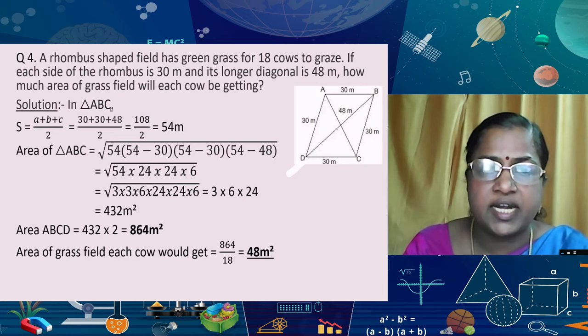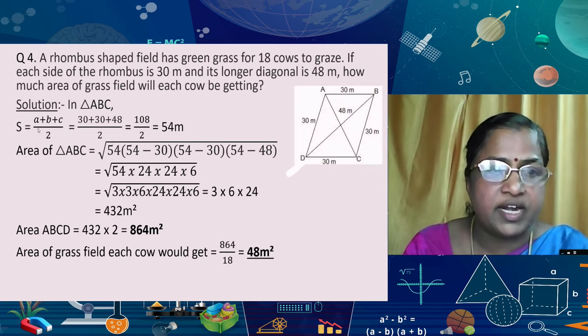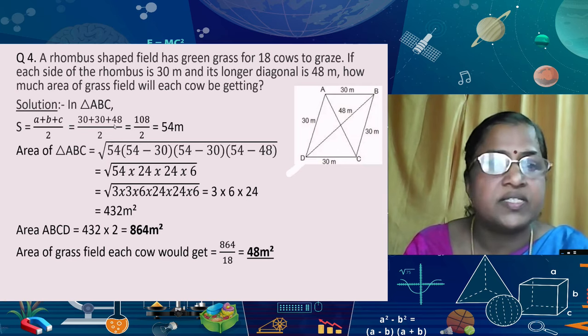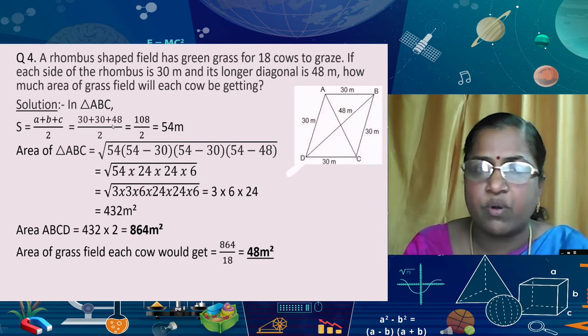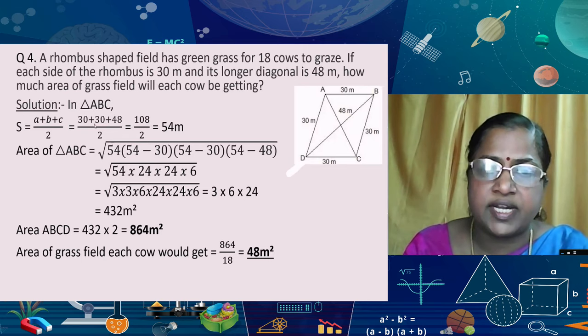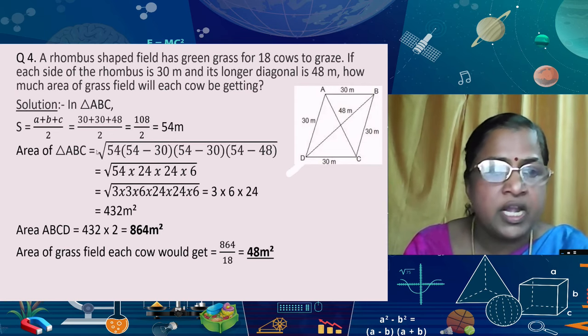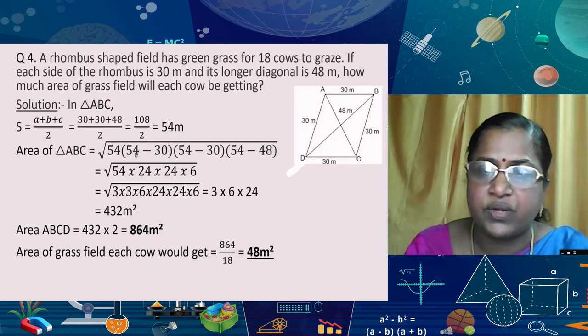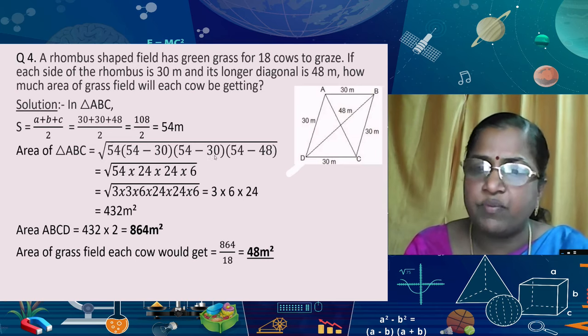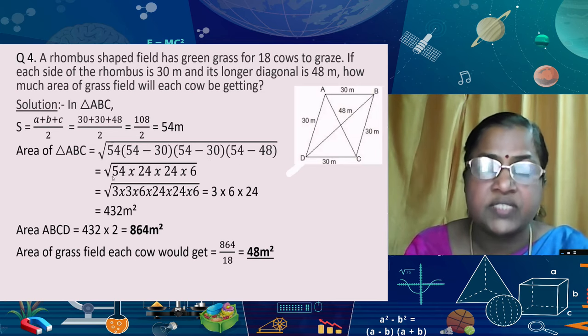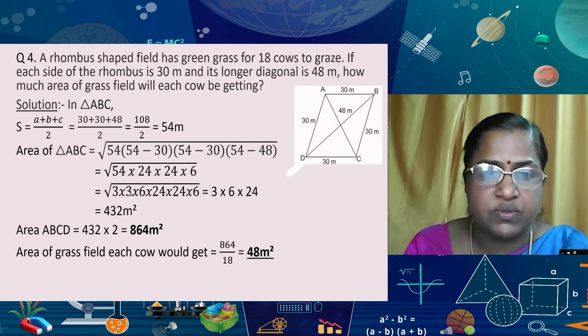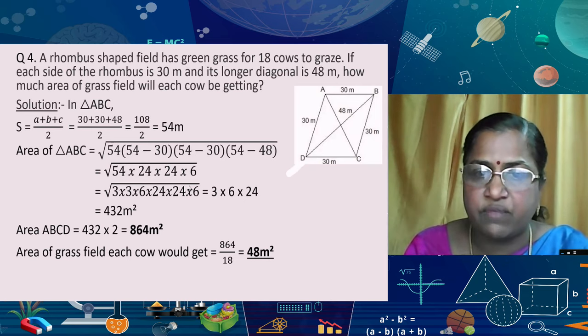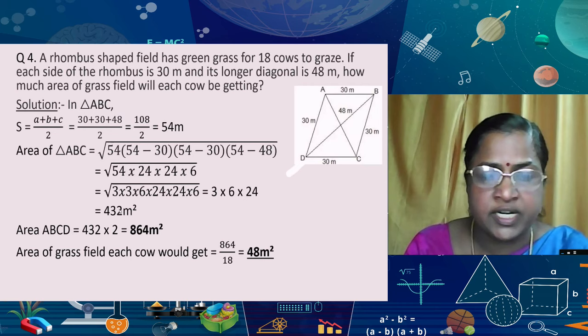So in the first triangle ABC, we are given A equal to 30, B equal to 30, and C is equal to 48, because all the sides of the rhombus are equal. So S is equal to 30 plus 30 plus 48 upon 2, that is 108 upon 2, which is 54 meter. Now we can find the area of triangle ABC by Heron's formula, that is root of 54 into 54 minus 30 into 54 minus 30 into 54 minus 48. Here 54 can be factorized as 3 into 3 into 6, then 24 into 24 into 6. Here we can have 3 into 6 into 24, which is 432 meters square.